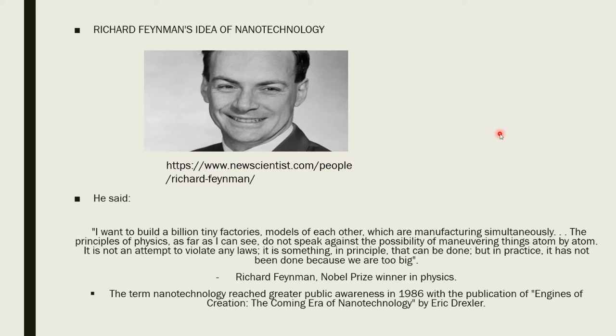He said, I want to build a billion tiny factories, models of each other, manufacturing simultaneously. The principles of physics, as far as I can see, do not speak against the possibility of maneuvering things atom by atom. It is not an attempt to violate any laws; it is something that in principle can be done. But in practice, it has not been done because we are too big.